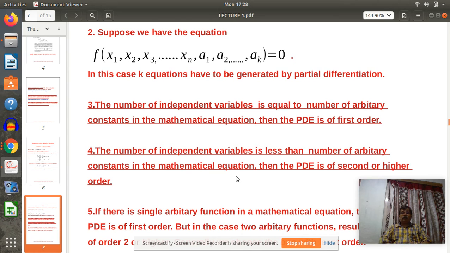Now the third point: if the number of independent variables equals the number of arbitrary constants in a mathematical equation, then the partial differential equation is always of first order. That is, if the number of independent variables and the number of arbitrary constants are the same, then the partial differential equation is always of first order.